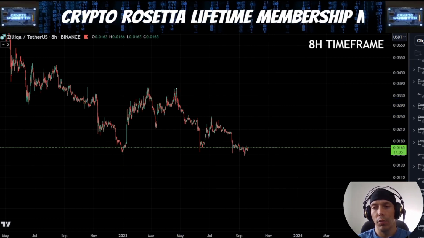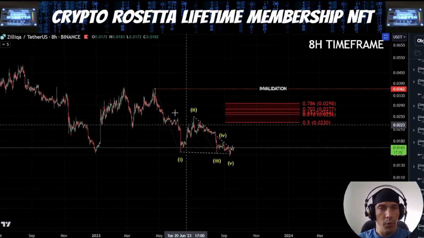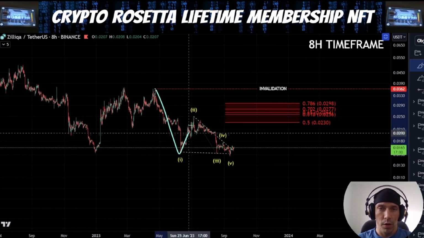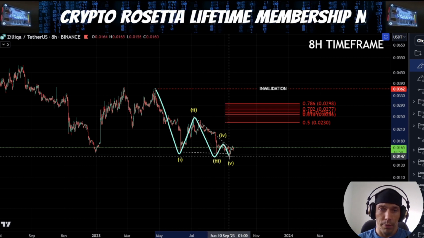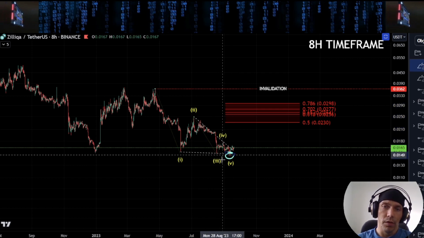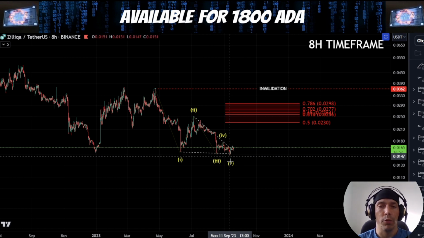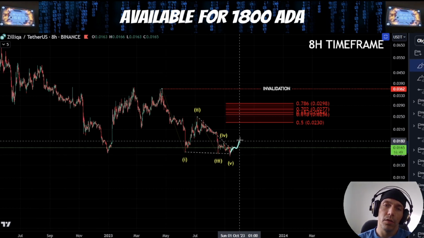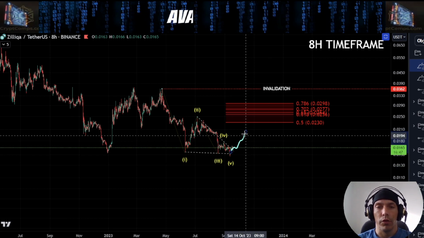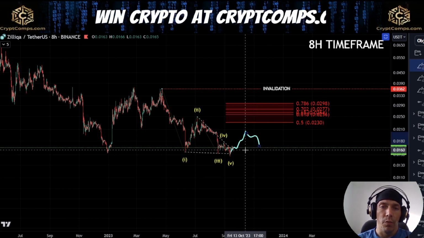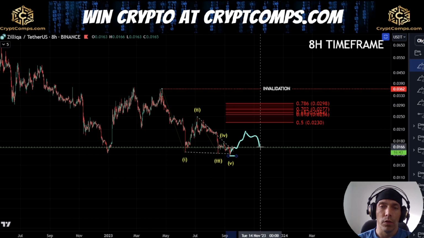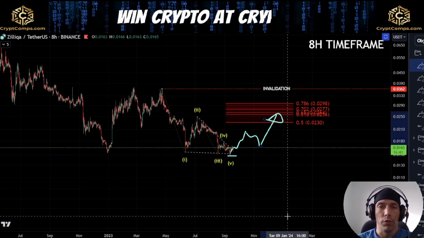And within this idea, what we need to be on the lookout for is that if we treat this as a diagonal where this is 1, 2, 3, 4, and 5, we could actually look to complete into this low already. If this is the case, we would then be expecting the 0147 to hold, and we'd be expecting to see some 5-wave structure to the upside, followed by a 3-wave move back down, looking to hold this zone as support and then starting to see this rally to the upside.